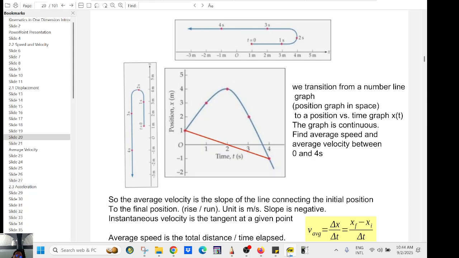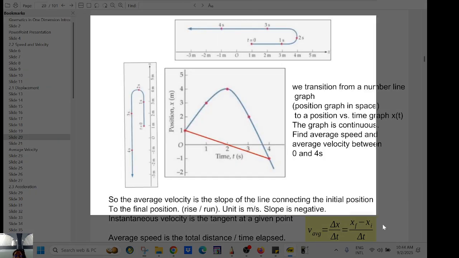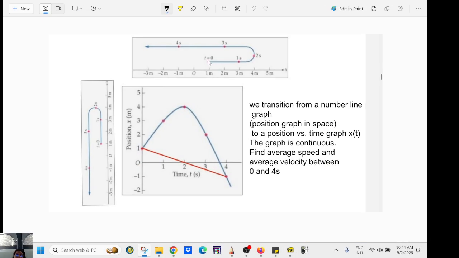Okay, so let me introduce graphs. Position on the number line versus time. And I'm going to explain why. Let's say you have a motion of some particle. I don't know what it is here. So it starts here at 1 meter, at t equals 0. When you start your stopwatch, it's there.